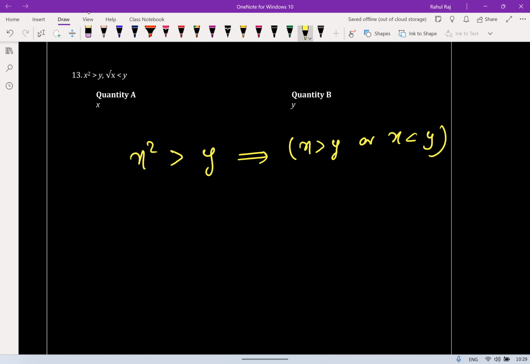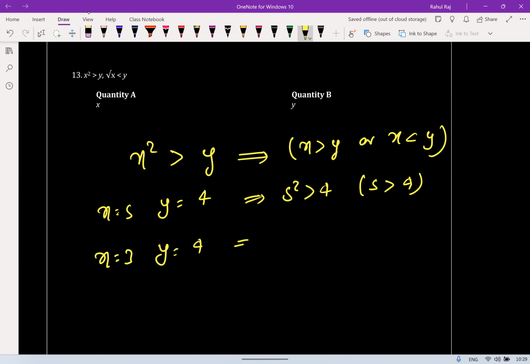It's very easy to take numbers also. When you take x is equal to 5, y is equal to 4, you can tell me, Rahul, 5 square is greater than 4, and technically 5 is greater than 4. When you take x is equal to 3, y is equal to 4, still you can tell me, Rahul, 3 square is greater than 4, but technically 3 is less than 4, Alexa. Simple, straightforward logic.